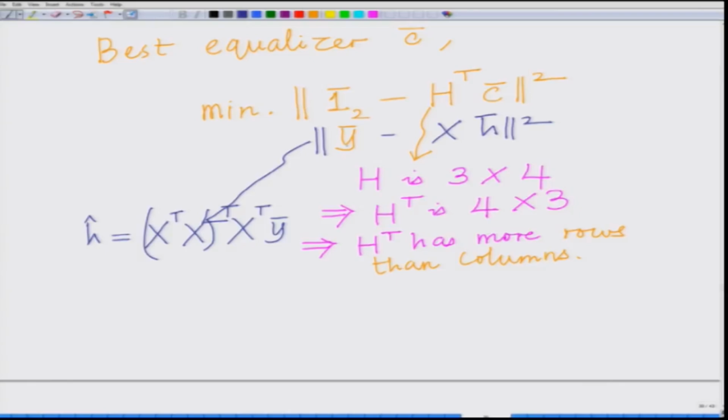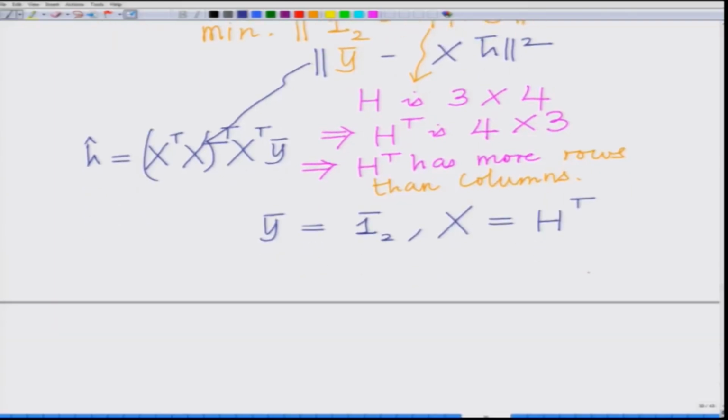Now, all I am doing is replacing my y bar by 1 bar 2. So in this example for equalization, y bar is basically your vector 1 bar 2, your x is nothing but the matrix H transpose, and I am trying to estimate C bar, which plays the role of H bar here.